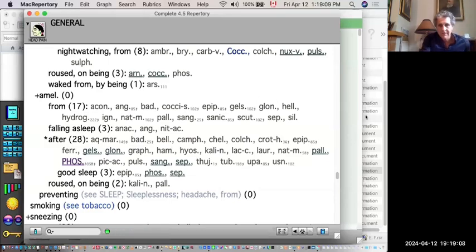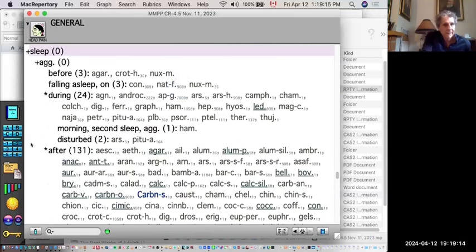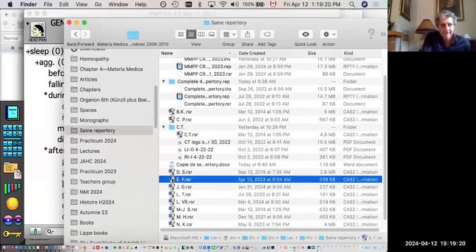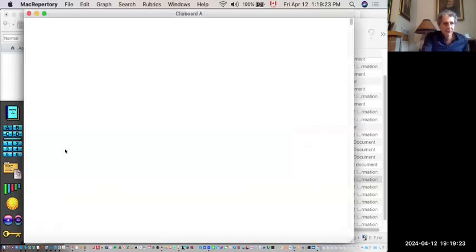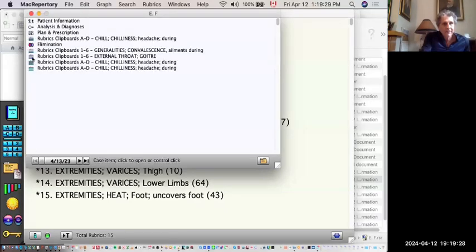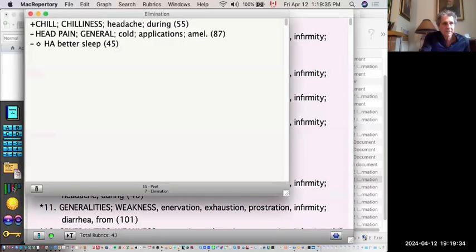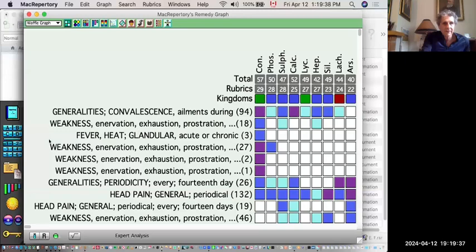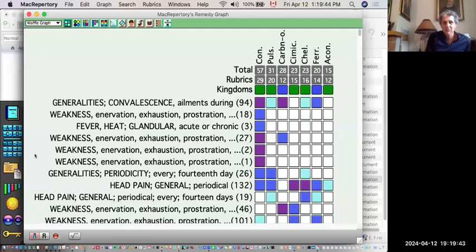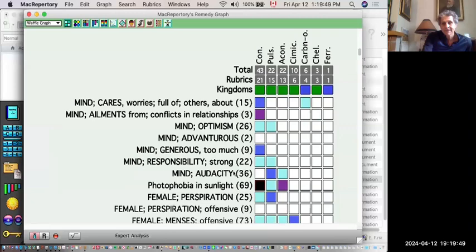So now let's look at the same case with the MMPP or Saine Repertory, which is EF. And we go to April 13th, this one, and we go to this elimination. So look at the difference. Whoa. That's without elimination, but the elimination would be like this. So it's hard not to prescribe that remedy. And here it is, look, the difference.